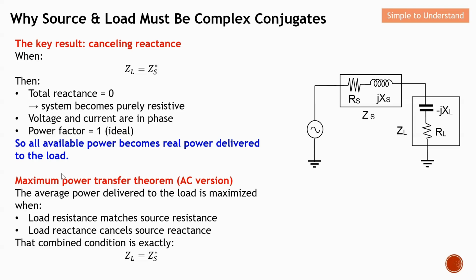Next, how to attain maximum power transfer. In terms of the theory, the average power delivered to the load will be maximized only when the load resistor matches the source resistor, which means that they are exactly the same, while the reactances need to cancel each other.